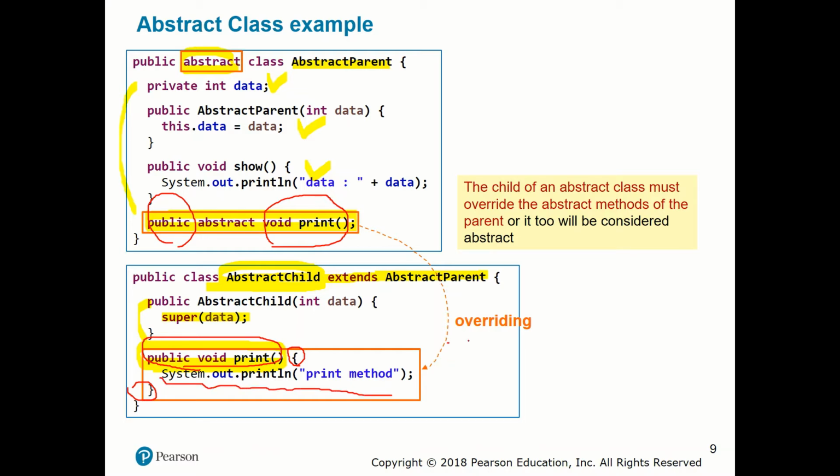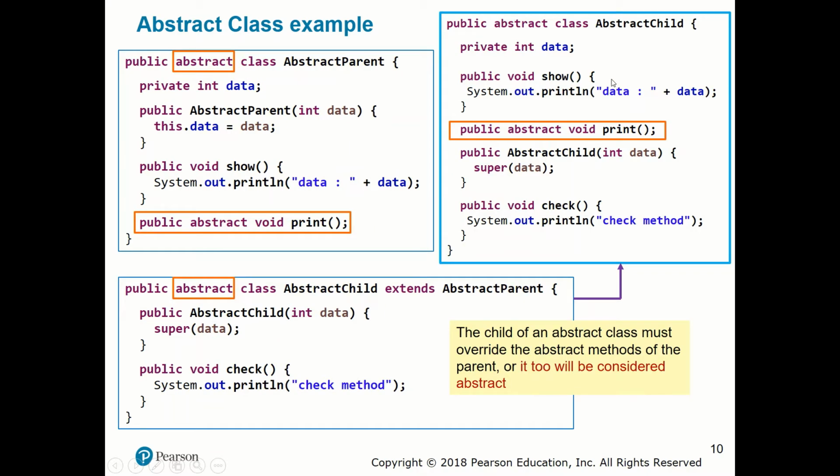This is overriding. Okay, so if a class inherits from an abstract class like this, then the child class must override all the abstract methods like this. So the child of an abstract class must override the abstract methods of the parent. Okay, let's look at this example.